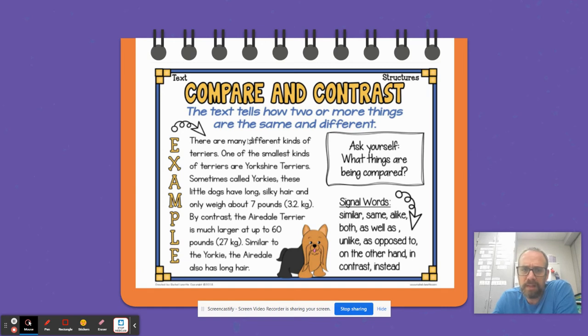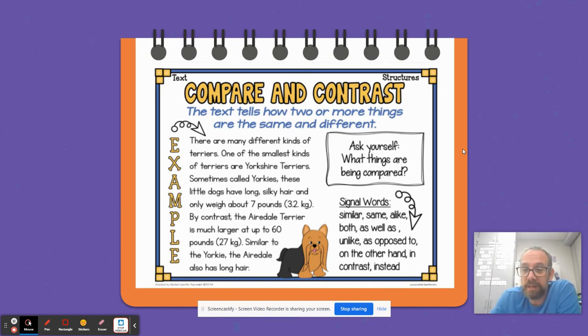So I just want to read this quick one. It says there are many different kinds of terriers. One of the smallest kinds of terriers are Yorkshire Terriers, sometimes called Yorkies. These little dogs have long, silky hair and only weigh about 7 pounds, 3 and 2/10 kilograms. By contrast, the Airedale Terrier is much larger at up to 60 pounds, 27 kilograms. Similar to the Yorkie, the Airedale has long hair.